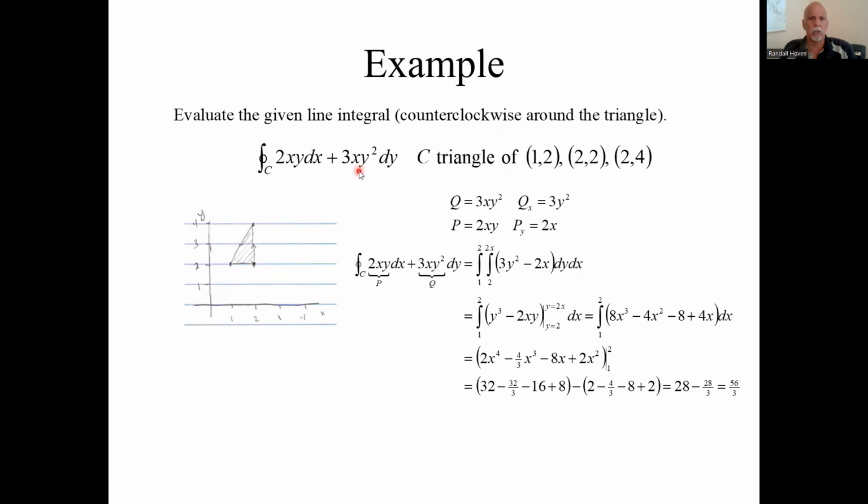So R, the region of integration, is this shaded region, this triangular area. Let's see, here's Q. Its partial with respect to x would be 3y squared. Here's P. Its partial with respect to y would be 2x. So the integrand is 3y squared minus 2x. I'll integrate over y first. Then y would go from 2 up to this line here, which goes through (1,2) and (2,4). So it has a slope of 2 and goes through the origin. It's just 2x. Y goes from 2 up to 2x, and x goes from 1 to 2.